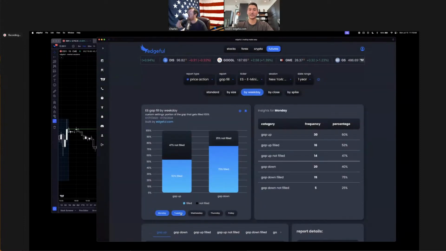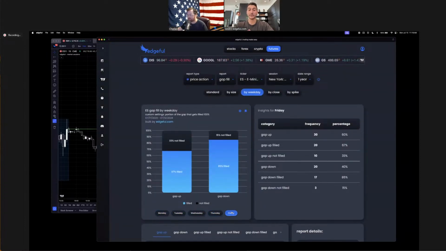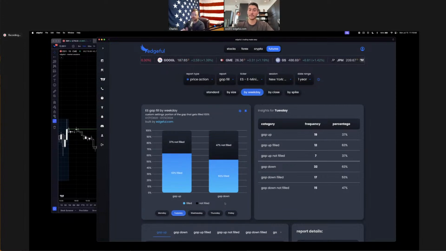And as you go through this, you can see that each weekday behaves pretty differently. So Friday tends to fill in either direction. Some other days are more 50-50. So the data shows across the board for almost any stock, any futures contract, any crypto, any Forex pair, every weekday does not behave the same. Just because you're trading the same ticker does not mean that you should be trading it the same every day. There's a lot of data showing that each weekday behaves differently, and you need to adapt to that weekday and the opportunities that those weekdays provide.